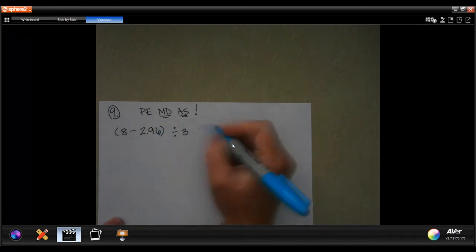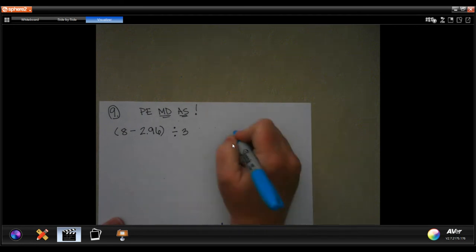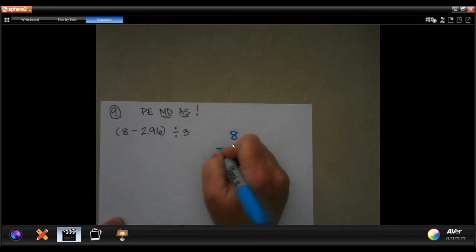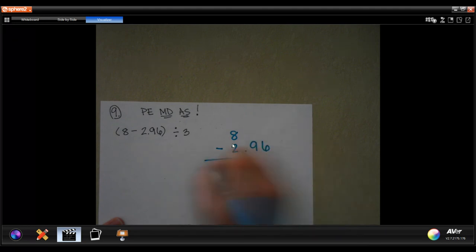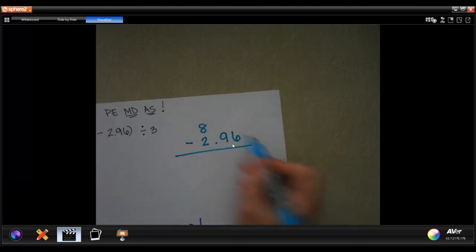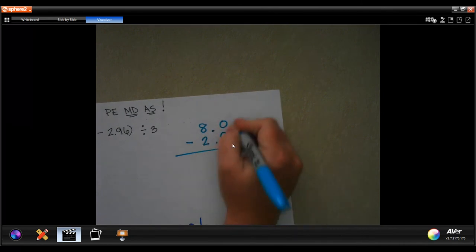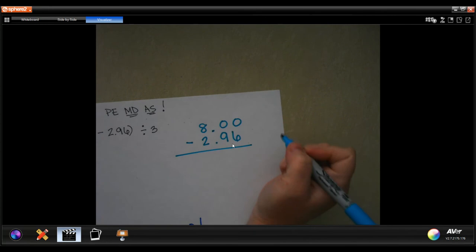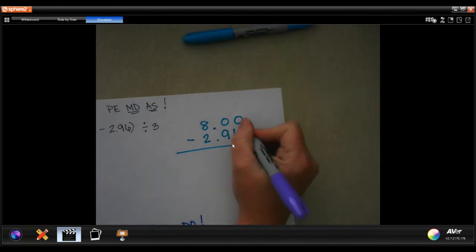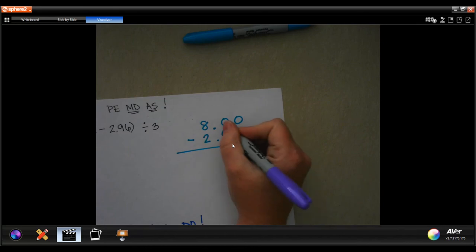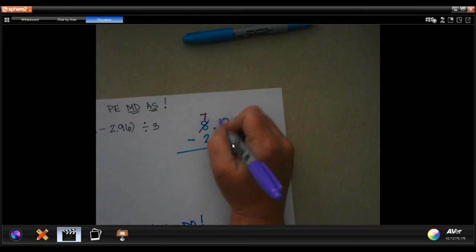So I have to do 8 minus 2.96. Notice there's no numbers up here. I'm going to put a decimal and fill them in with zeros. However, 0 cannot take away 6, and I can't borrow from 0, so I have to go all the way over here and make the 8 a 7. That makes that a 10.